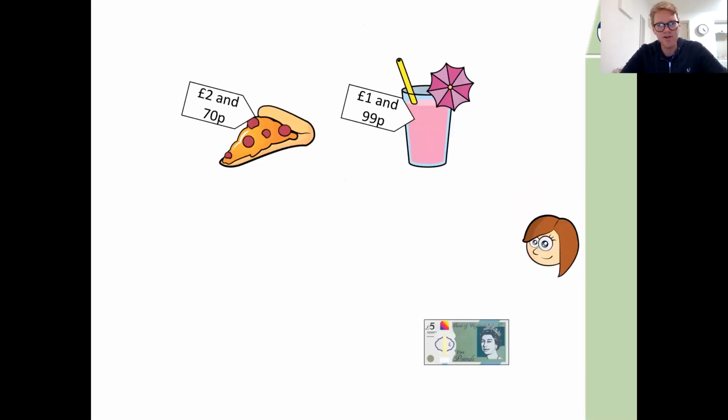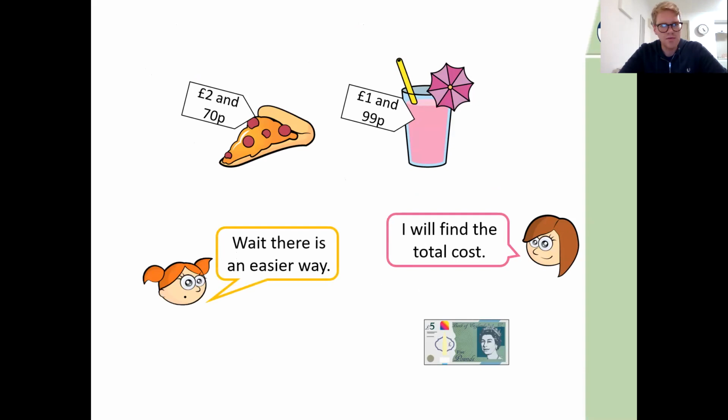Ah, she's back. It's Rosie. I will find the total cost. Yes, you will, Rosie. Math superstar. So we've got here then. Who's this? Bella, I reckon. Bella's saying, I think there's an easier way. What do you think Bella's easier way might be here? Interesting. Is there an easier way of doing it than adding together our pounds, so our 2 and our 1, and then our pence, so our 70 and our 99 in this case? What do you reckon? What could we do with that 99?